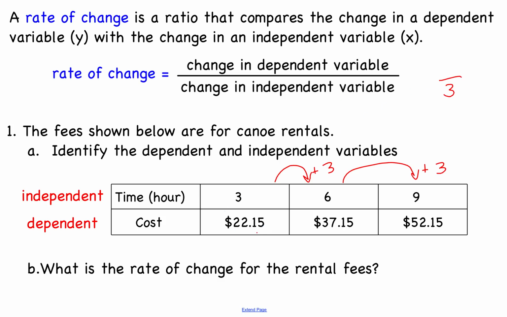The change in our dependent variable, if you look at how we arrive from the first one to the second one, we would subtract those, and you would find that it's going up by exactly 15 in both cases. So then we would end up with a change in the dependent variable of 15 and the independent variable of 3. So what is the rate of change? The rate of change is $15 divided by 3 hours, or $5 per hour. And that is representative of what the rate is for the canoe rental. It's $5 per hour.